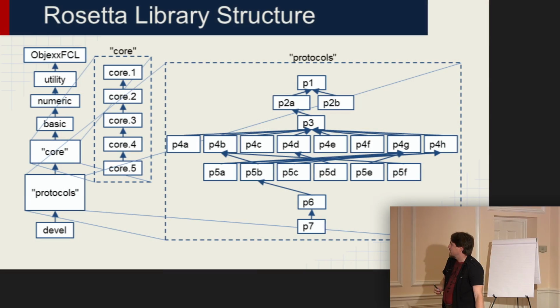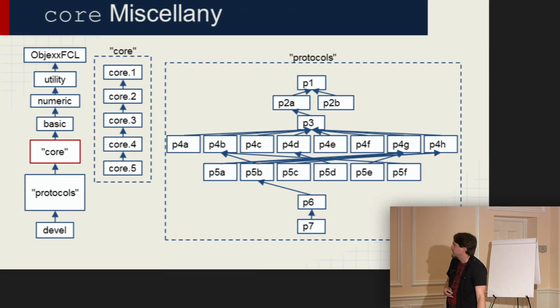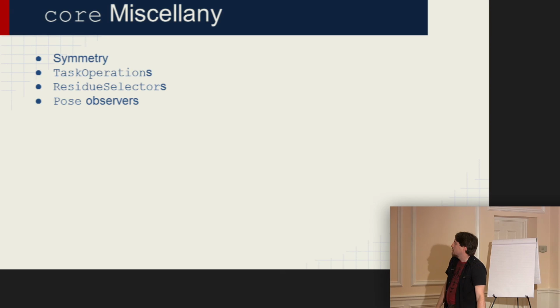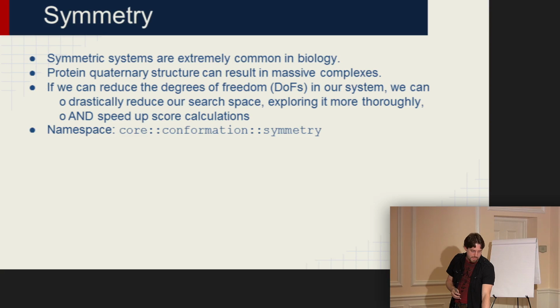You've seen this many times now throughout the presentations, and we're going to focus back on core for a little bit. The four things I'm going to try to highlight are symmetry, task operations, ResidueSelectors, and pose observers. As anyone who knows biology knows, symmetric systems are very common in biology. Quaternary structures can result in these massive complexes. You have all sorts of really crazy complexes and all sorts of different symmetry states.